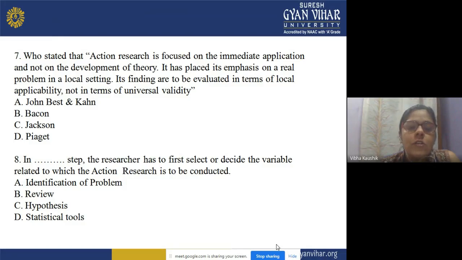Eighth one: in dash step, the researcher has to first select or decide the variable related to which the action research is to be conducted. A, identification of problem, B, review, C, hypothesis, D, statistical tool. So the correct answer is B, review step.